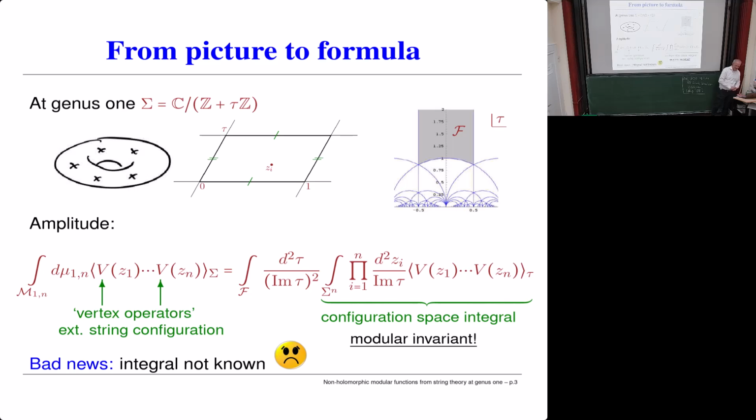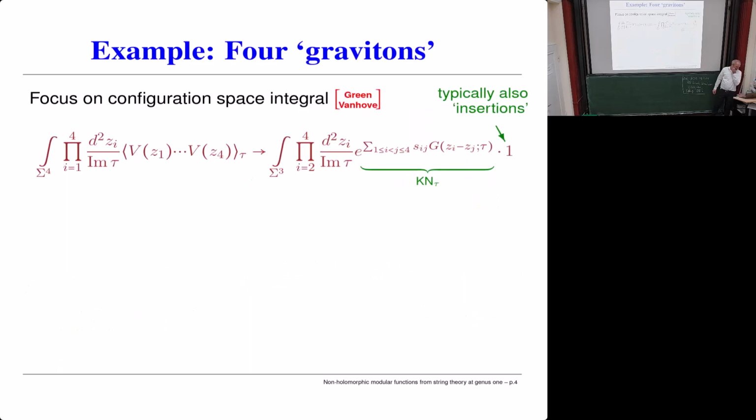So the bad news is, it's easy to write down, but this integral is not well known. And it's actually not, I mean, nobody knows how to compute this in full generality. So let me focus in a bit more. What are the objects that enter this kind of configuration space integral that I had on the previous slide? It typically has several ingredients.